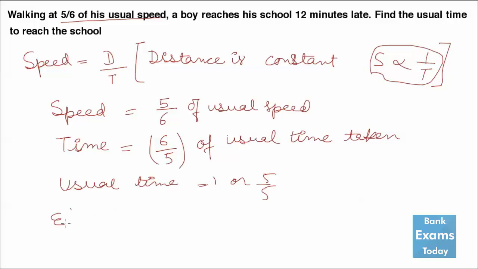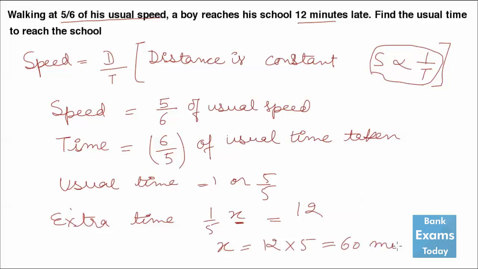So what is the extra time he's taking? Extra time is 1/5 of the usual time, and for that extra time, he's taking 12 minutes extra. So 1/5 of the usual time, we take x as usual time taken, is 12 minutes. And the usual time comes out to be 12 multiplied by 5, so that is 60 minutes or 1 hour. So the boy usually takes 60 minutes to reach his school, and that is our answer.